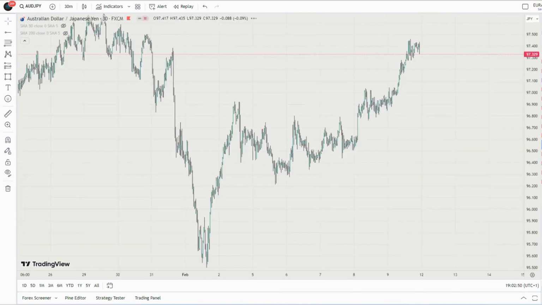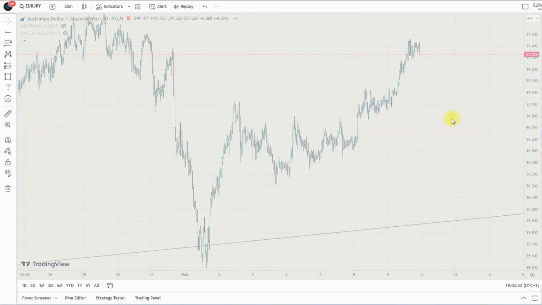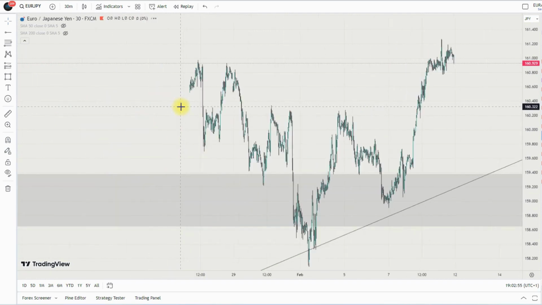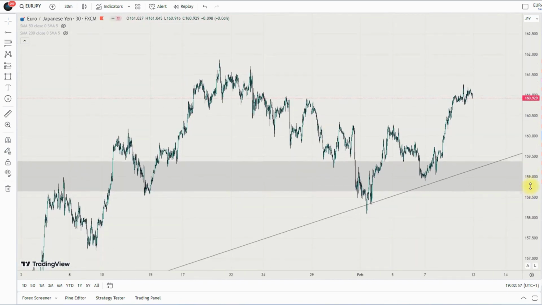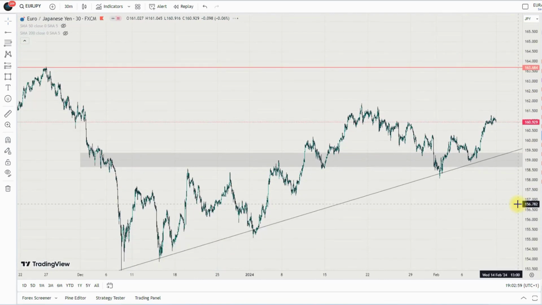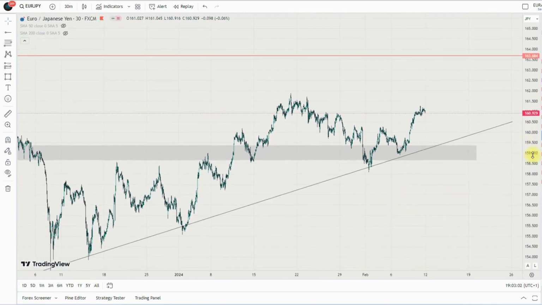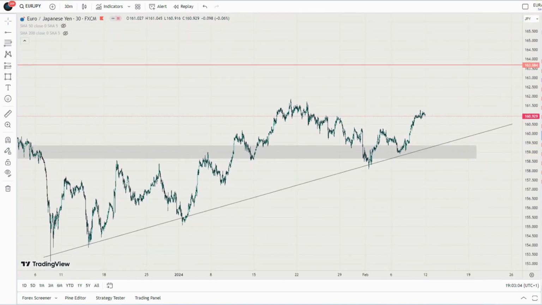And then we have the next pair, which is the euro Japanese yen. So on the Japanese yen pairs, I'm expecting a big pullback in all of the JPY pairs. So especially in this euro JPY, I'm expecting a pullback back to this level, though the JPY is very weak because they are still maintaining their negative interest rate.